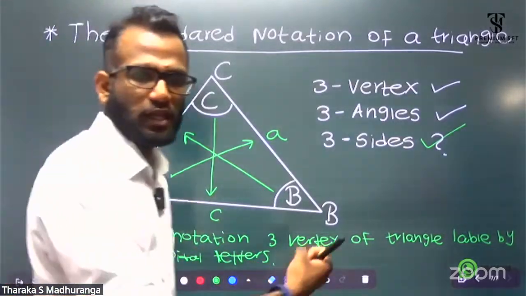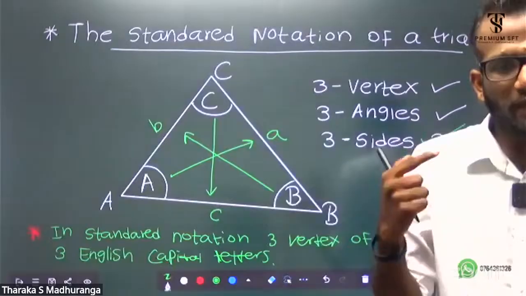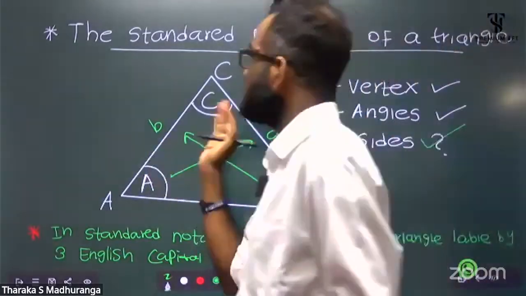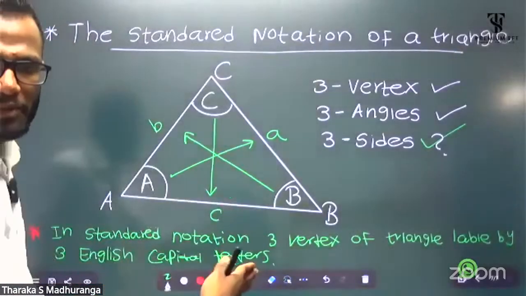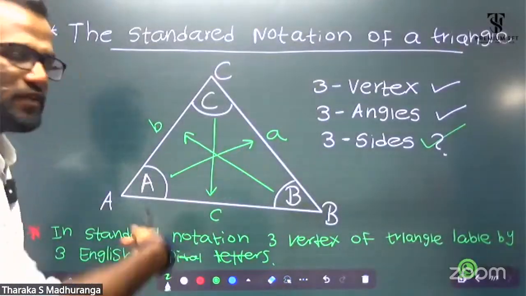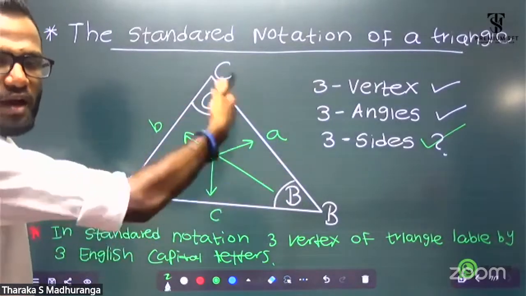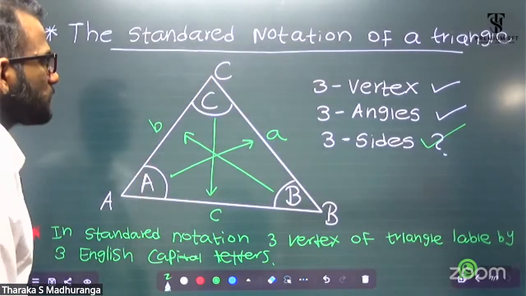Just three English capital letters like A, B, C, P, Q, R, any English letters. A, B, C is not required. Any English capital letters. I will explain later. Different letters we can use: S, P, R, or whatever.